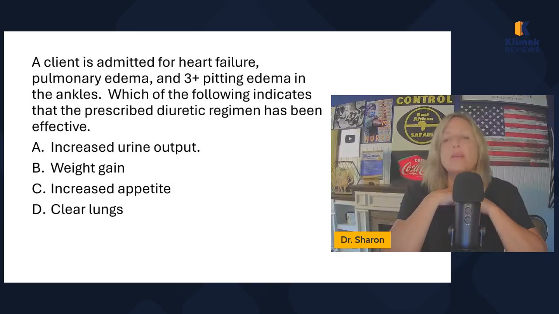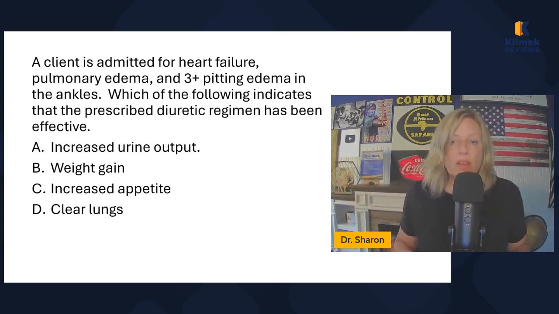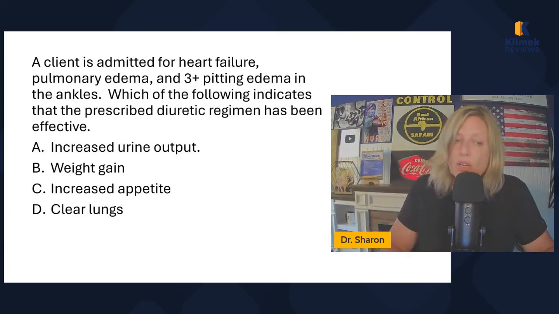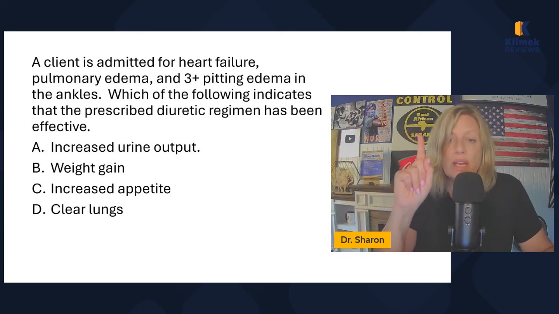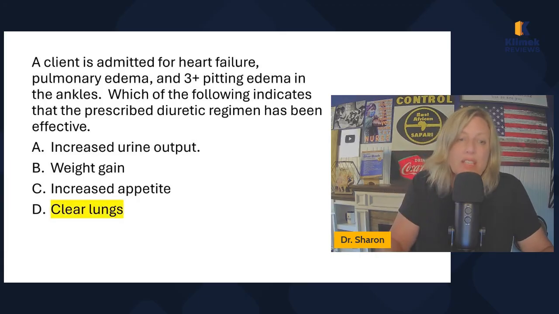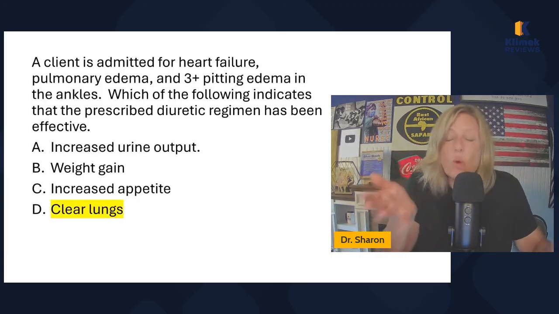Clear lungs. Yeah, I mean, they have pulmonary edema. So clear lungs would tell me we got rid of the fluid in the lungs. So this is a little bit of a trick question, because you may say, well, there's two right answers. There's not two right answers. If their urine output goes up, but their lungs don't clear up, is this an effective diuretic regimen? No. What has to happen in order for me to know it's effective? Their lungs have to clear up, y'all. That's why I'm giving it to them, to clear up their lungs.